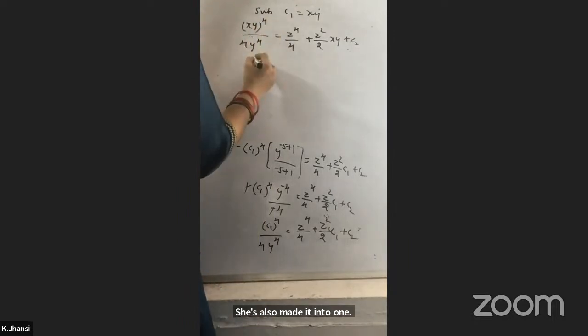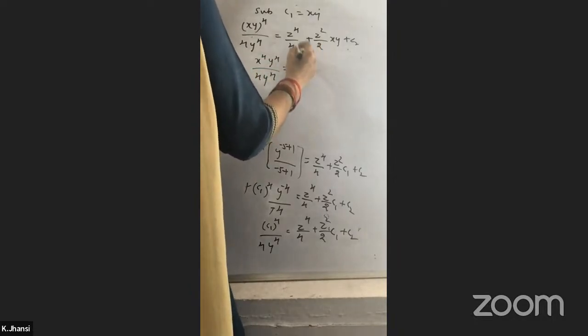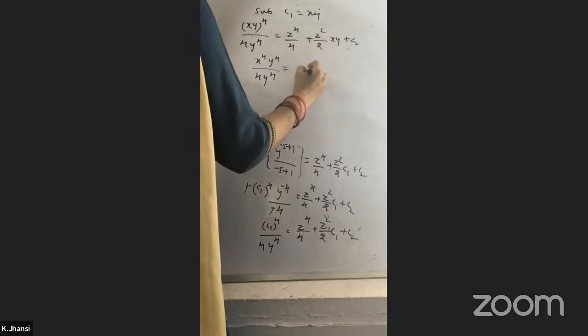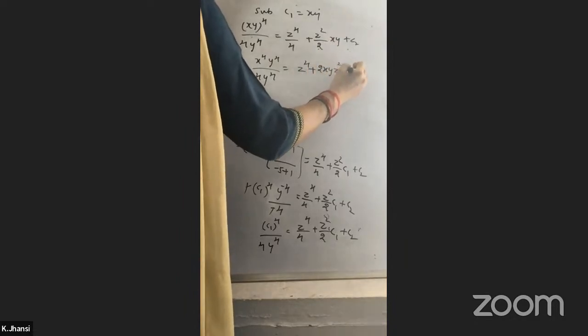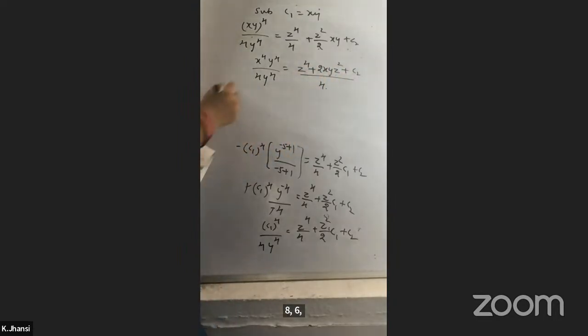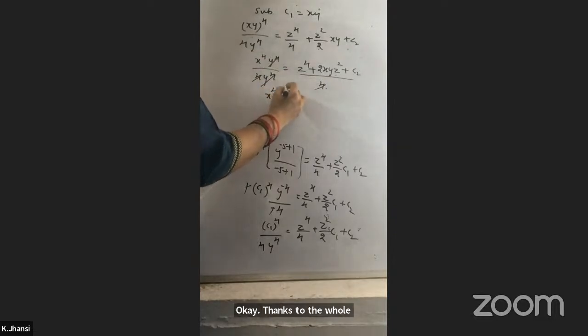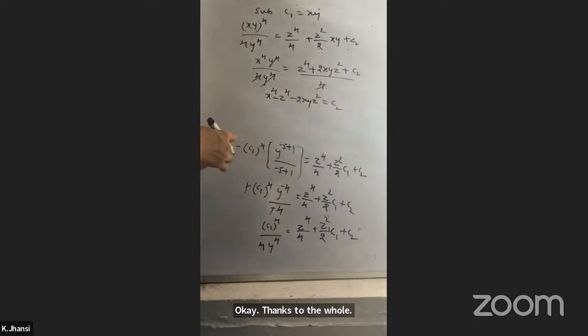So now if you multiply, x to the power of 4, y to the power of 4 by 4, y to the power of 4 is equals to, if you take 4 LCM here, it is z to the power of 4 plus 2xy z square plus 4 into C2, which means you again get C2 only by 4. Okay. So now y to the power of 4, y to the power of 4 will get cancelled. Here 4 and this 4 will get cancelled. So it is x to the power of 4 minus z to the power of 4 minus 2xy z square equals to C.